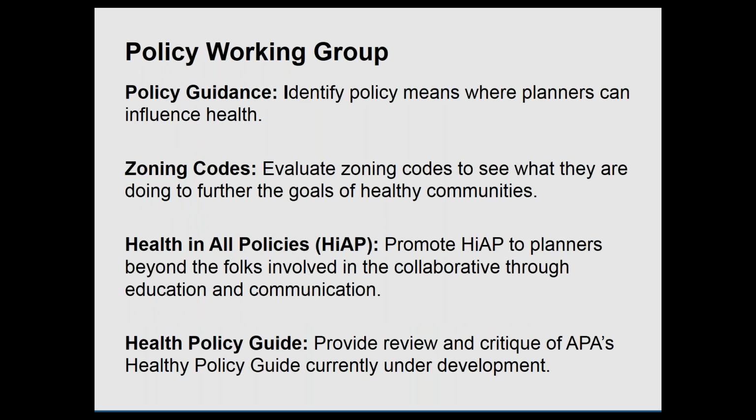So far, each working group has had the opportunity to begin identifying potential initiatives and projects that they want to undertake. So I'm going to give you a little example of what they envision for the working groups, but this isn't all of them. Some of the ideas the policy working group talked about included creating a resource to help planners understand where they can influence health in their work, identifying what zoning codes are doing to further the goals of healthy communities, promoting health in all policies to planners that are not already involved in the healthy communities movement, and providing review and critique of APA's health policy guide, which is currently under development.